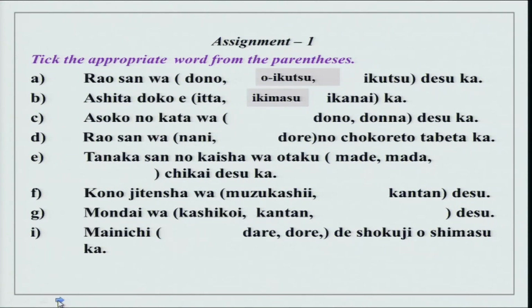Ashita doko e ikimasu ka? Not itta, because it is ashita and not ikanai. Ashita doko e ikimasu ka?